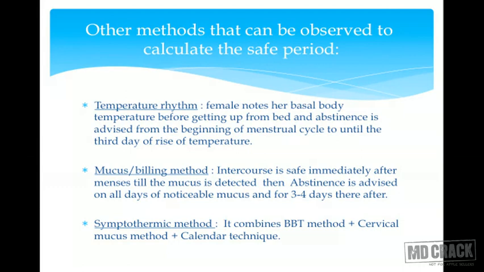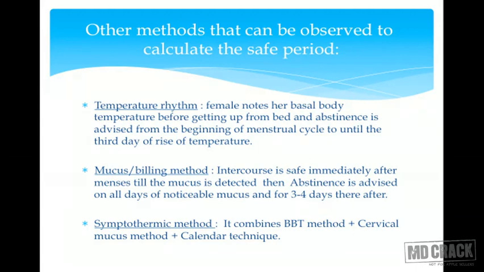Mucus: there are mucus changes. Mucus is very thin and of thread consistency around the period of ovulation. So women can very well notice the change in the pre-ovulatory mucus. That is the guideline, and the mucus and billing method was developed. In general, the safe period is whenever she feels dry. Whenever she perceives there is mucus, that is around ovulation, and it extends even 4 days after the noticeable mucus. Intercourse is safe immediately after menses till the mucus is detected, and then abstinence is advised on all days of noticeable mucus, and 4 days more to take extra precaution.